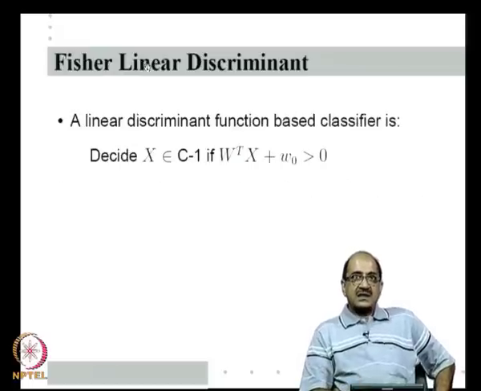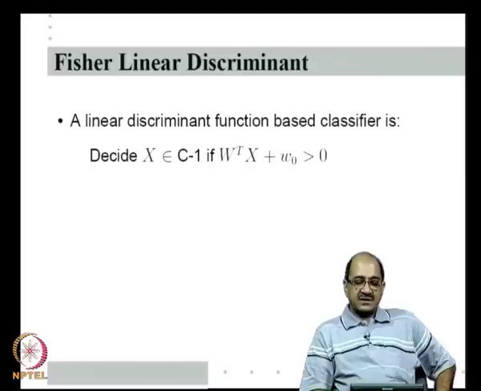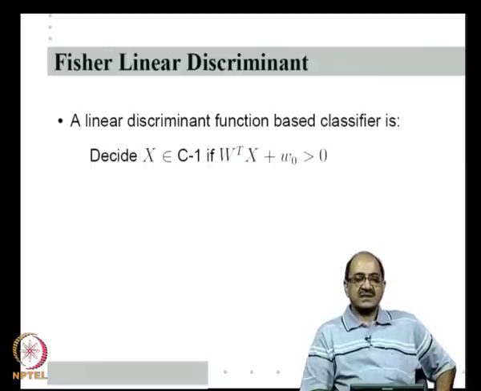Any linear discriminant function based classifier, essentially given a feature vector x, decides that x belongs to class 1 if w transpose x plus w naught is greater than 0, for some given w and w naught. If w transpose x plus w naught is greater than 0, it is one class, less than 0, another class. That is what a linear discriminant function based classifier is about.